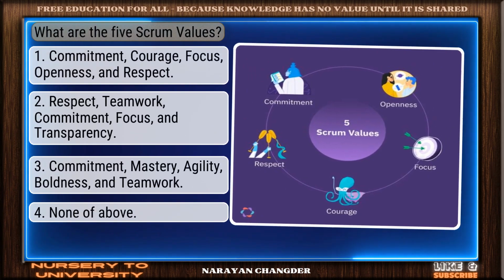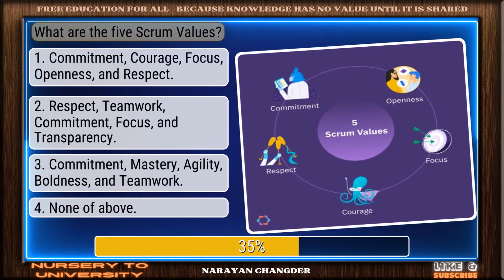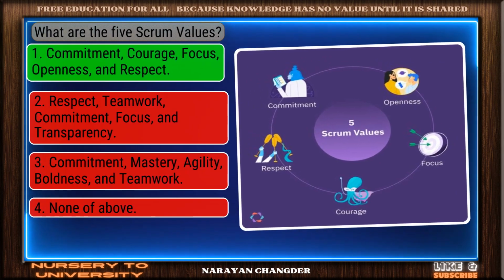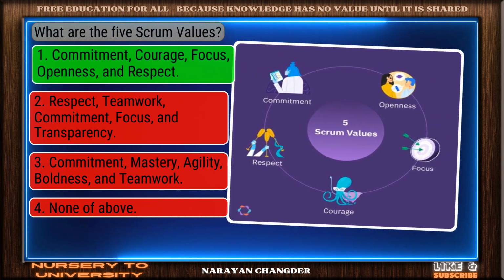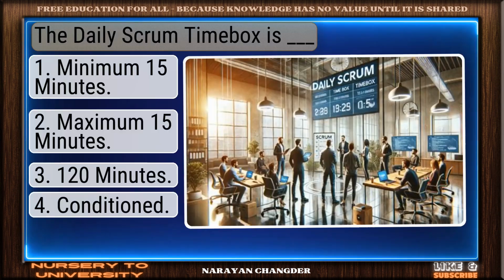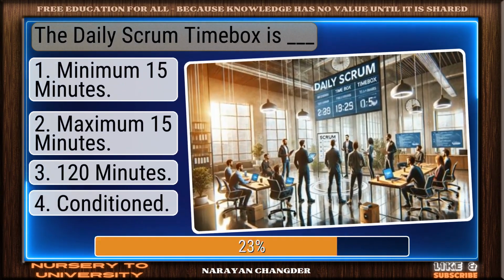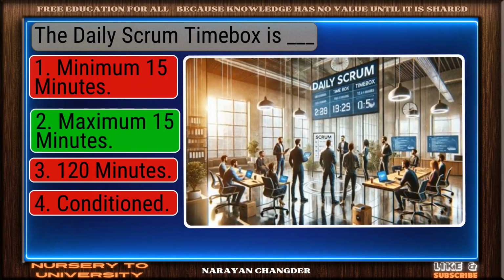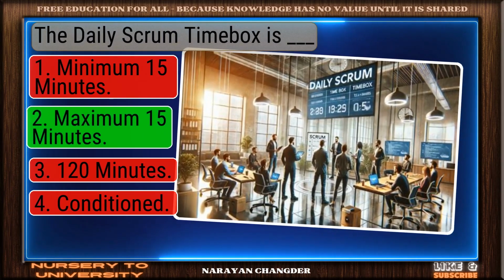Question number 13. What are the 5 Scrum values? Great thinking. Commitment, courage, focus, openness, and respect is the right choice. Question number 14. The daily Scrum time box is dash. Bravo! Maximum 15 minutes is the answer.